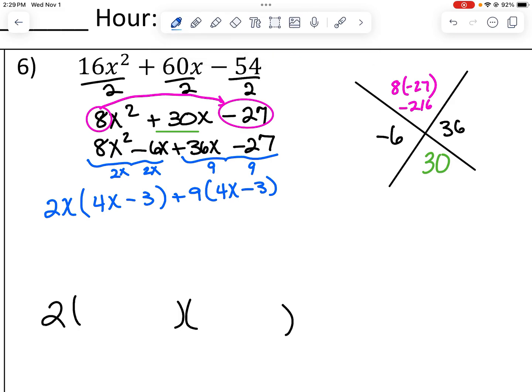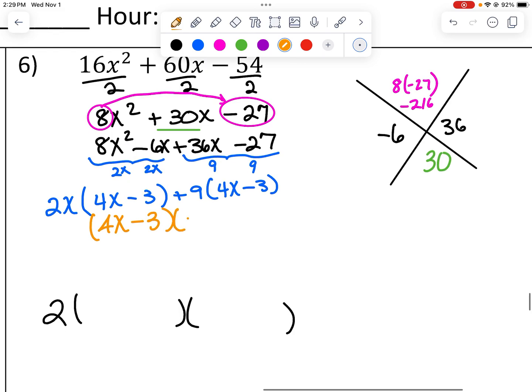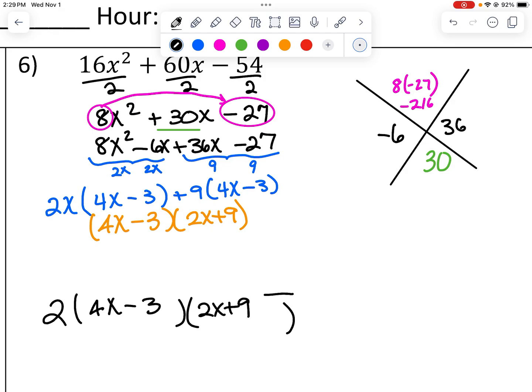Greatest common factor is 4x minus 3, leaving us with 2x plus 9. So here's the deal. If we go 4x minus 3 and 2x plus 9, that's our answer. Because this 2 has to still be there.